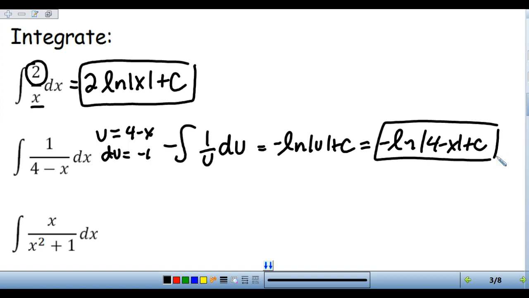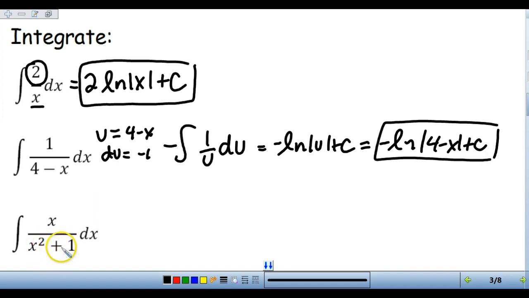Some of you might be at the point where you can do some of the u substituting mentally, and you would know that the answer would just be negative natural log of the absolute value of 4 minus x plus c. That's up to you. But right away at the beginning, it might be nice to practice with that.